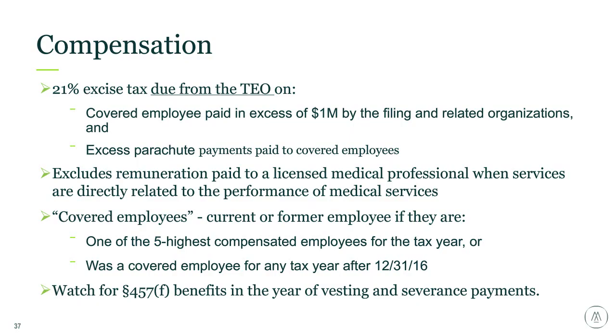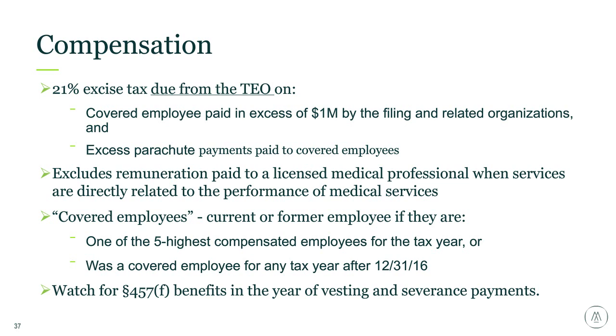compensation, and this won't apply all over the place, but it will apply in certain circumstances, and that is what's considered a covered employee who's paid in excess of $1 million by the organization. That amount over that threshold would be subject to a 21% excise tax by the tax-exempt organization. And this includes excess parachute payments as well paid to these covered employees. So you might see this in some of the large tax-exempt senior housing providers, but you're going to see this probably more in the hospital space and certainly in some of the big not-for-profits and in universities and so forth.